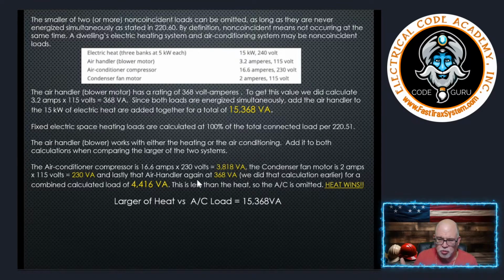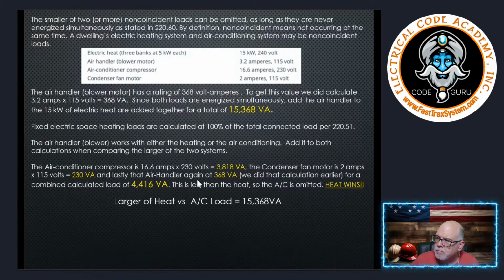But in our case, we have central heating and cooling, so we definitely have some non-coincident loads. Another thing I will tell you up front is that that air handler is not a non-coincident load. Why? Because it has to be running when the heat is going to blow that air, and it has to be running when the air conditioning is going to blow the cooling around the building, right? So at the end of the day, it is not a non-coincident load. So when we're comparing the heating versus AC loads, we got to make sure that the air handler is added to both in our comparison, okay?